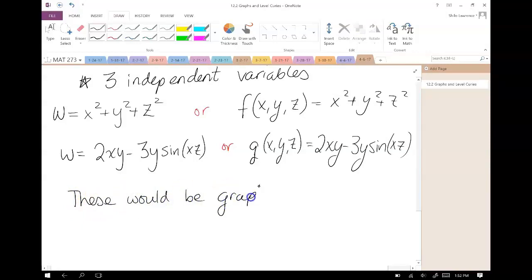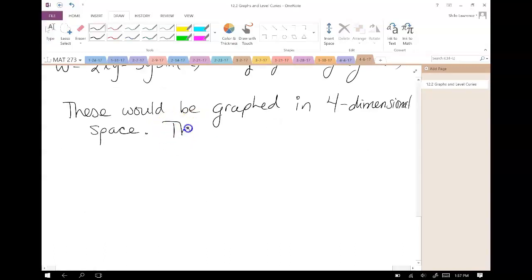So these would be graphed in four-dimensional space, and we can debate for hours on what exactly that is, but we're not going to. The domain, if there are three independent variables, is going to be a set of ordered triples.